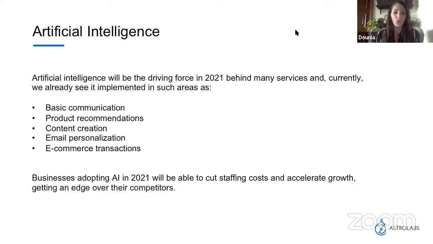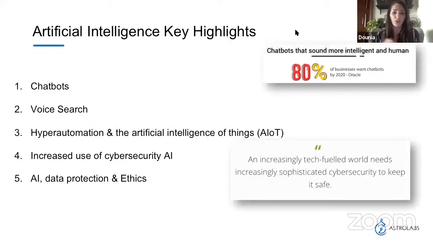So what we are actually talking about in this session when it comes to AI is things such as chatbots. So I'll just explain a little bit the situation around chatbots and what brands are doing with chatbots. Voice search, big one in 2021. Hyper automation and what we call the artificial intelligence of things. It's a mouthful, but I will explain in detail what that means. With that comes increased use of cybersecurity and data protection.